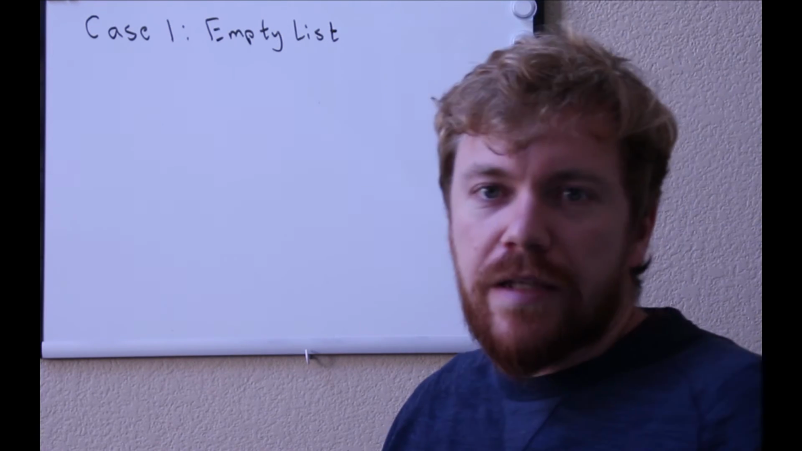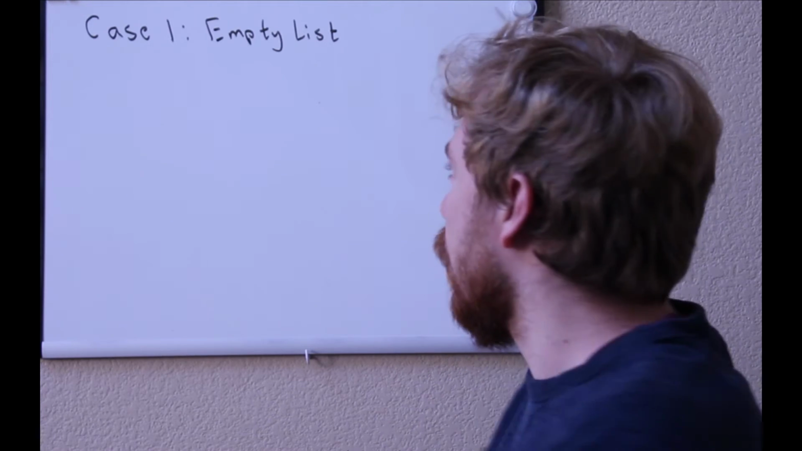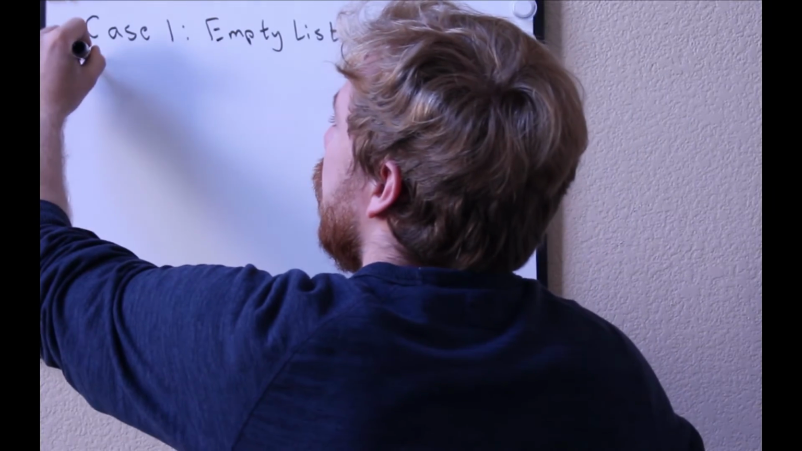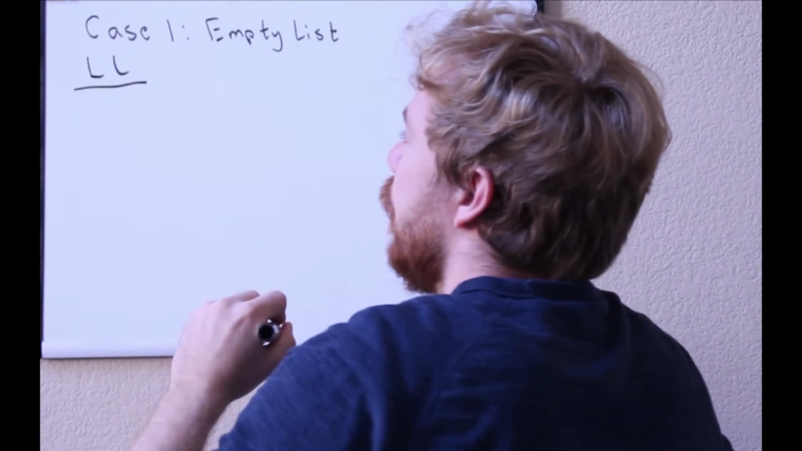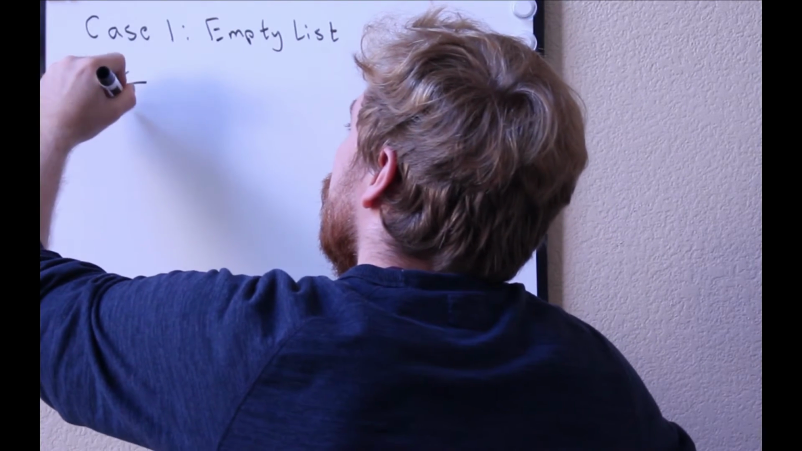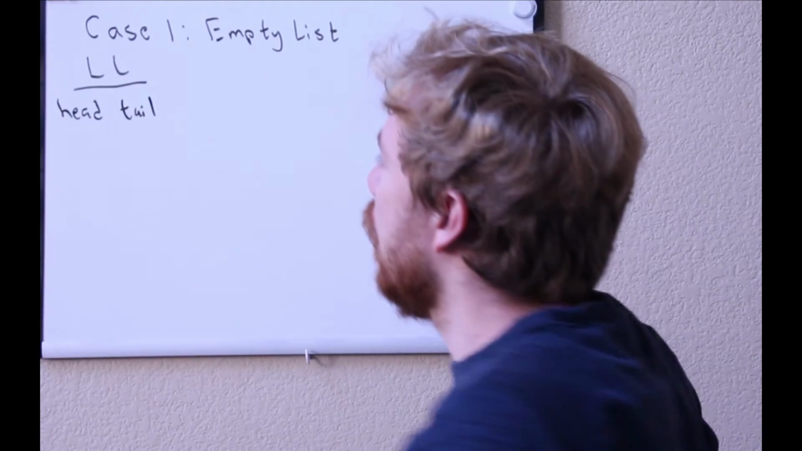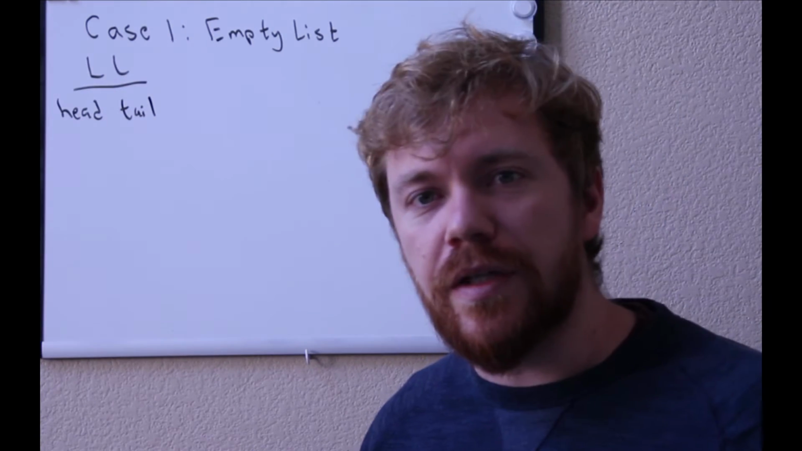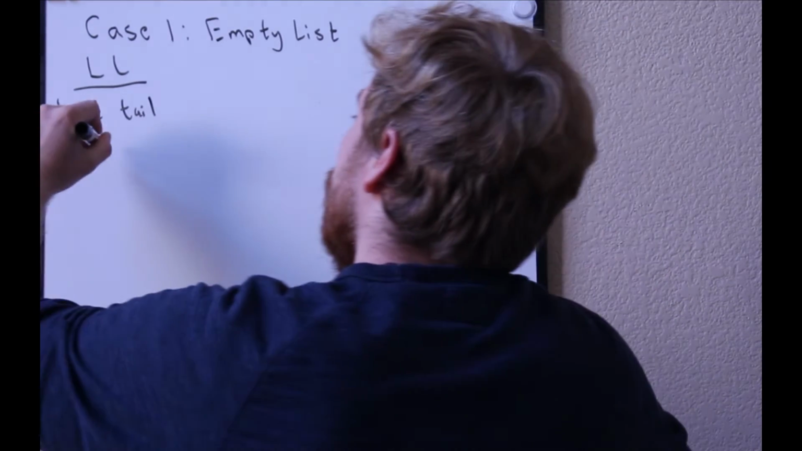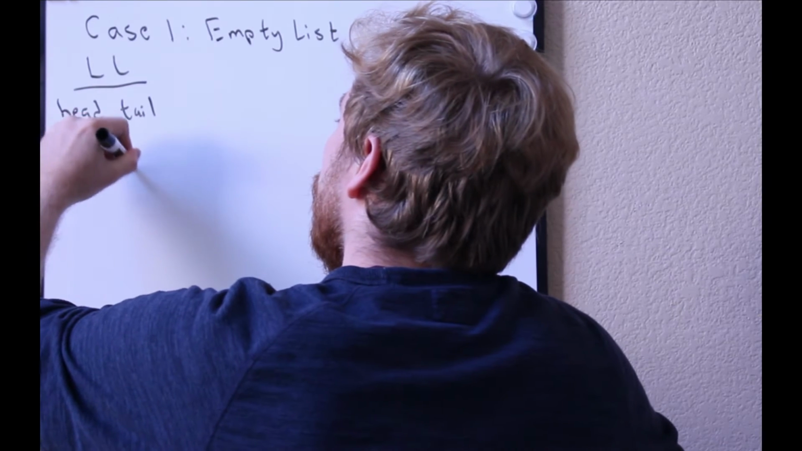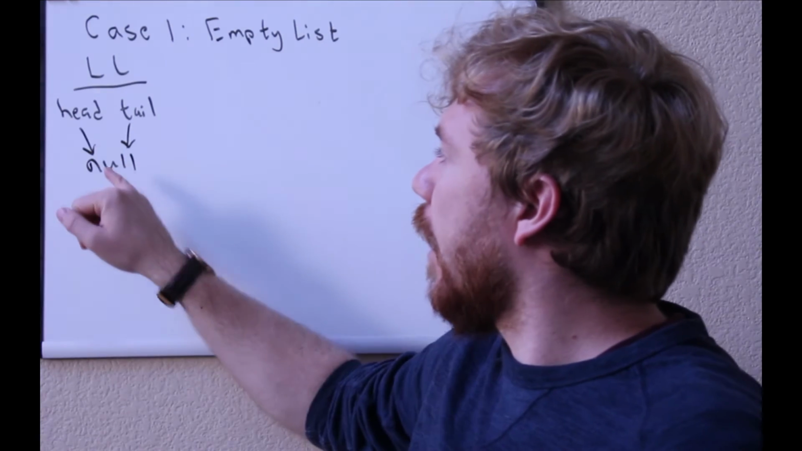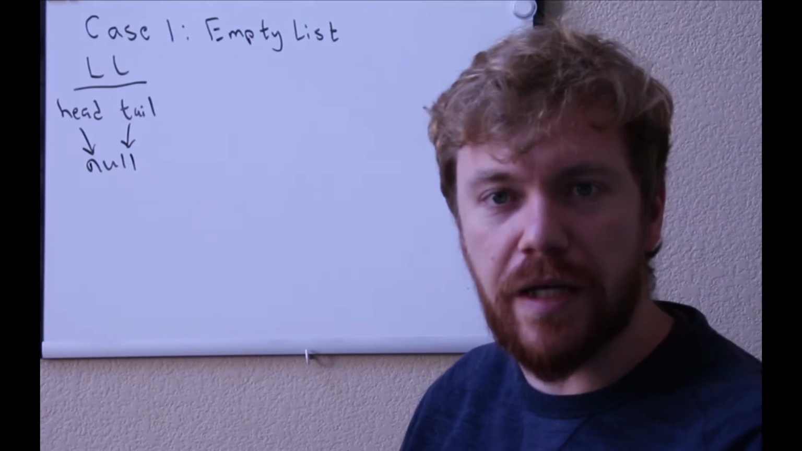And so in this case, what is in our linked list? Well, I'm not going to write out linked list entirely. I'll just abbreviate it to be LL. So LL, well, we have a head and a tail. But, as is the case with an empty linked list, they both reference null. That means that there's nothing in the list. So, I'll go ahead and write null here. And the arrows represent the head references null and the tail references null.